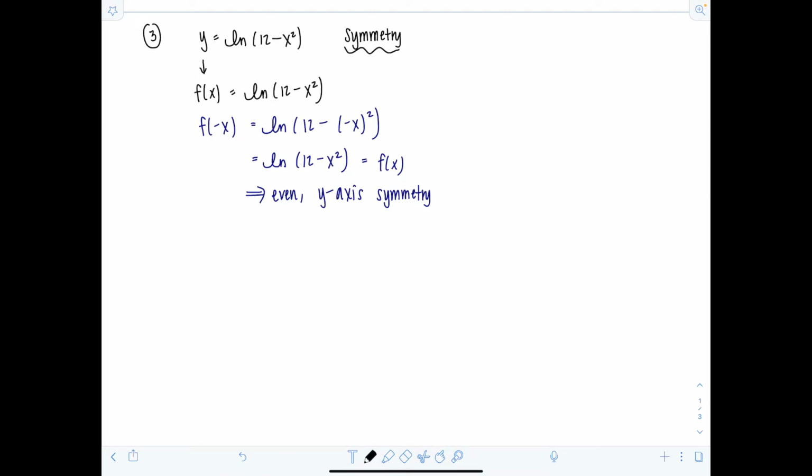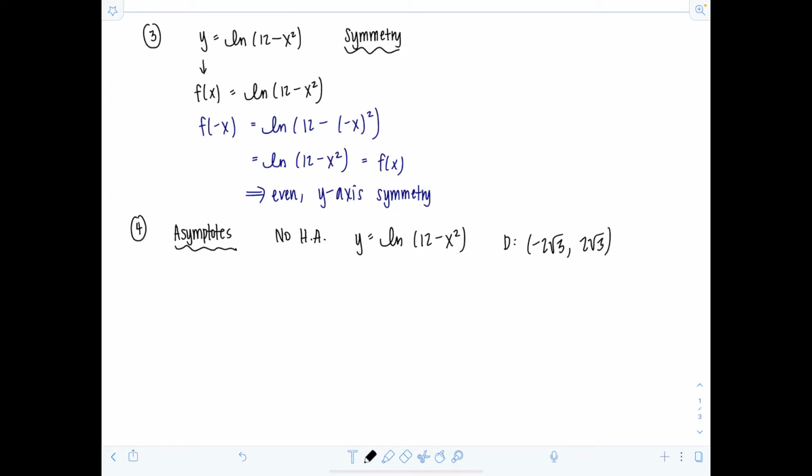All right, step 4. It's asymptote time. My goodness. Okay, so let's see here. Now, I'm not going to consider any horizontal asymptotes. Why do I say such things? Well, look at our function. It's y equals natural log of 12 minus x squared, and the domain is restricted between negative 2 rad 3 and 2 rad 3.